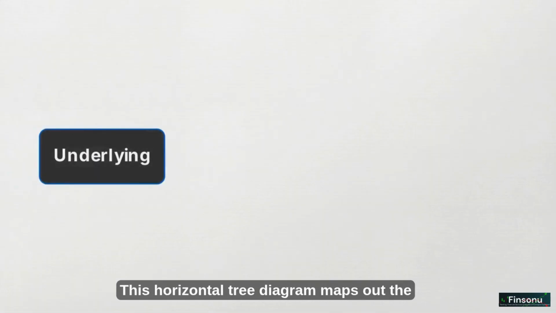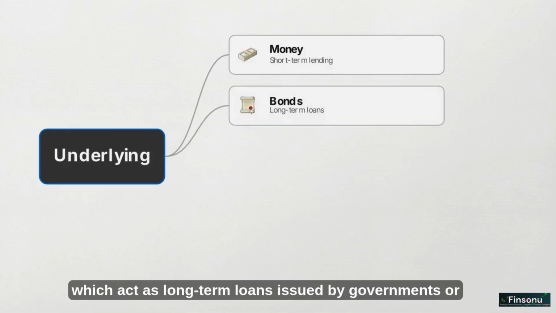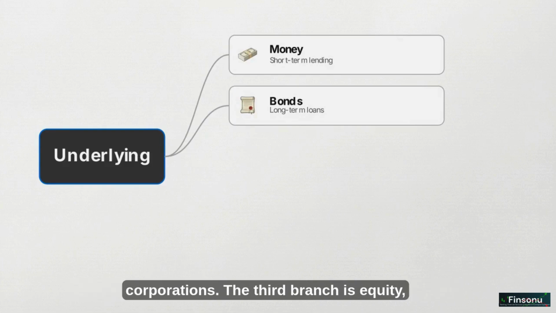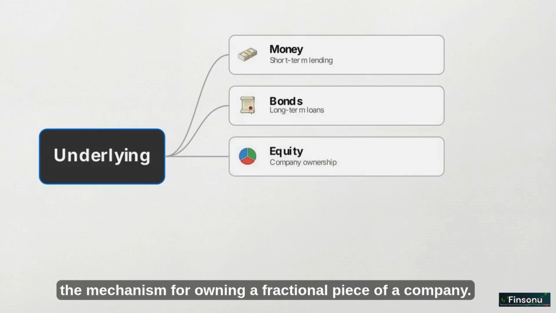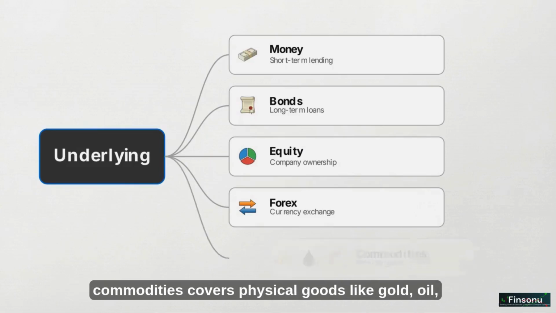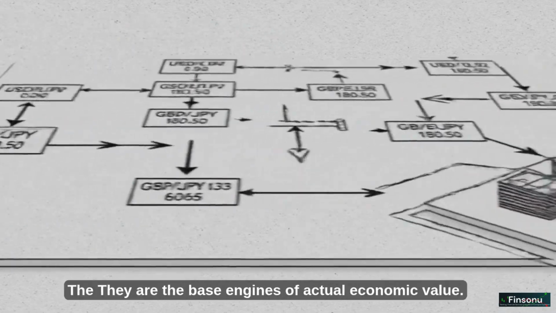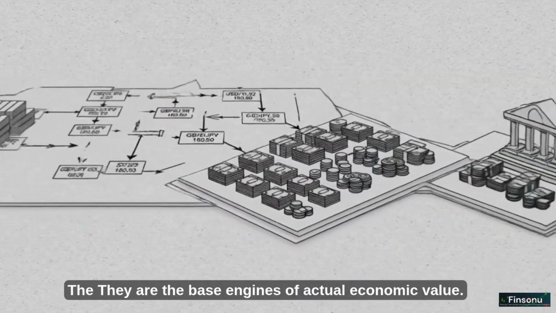This horizontal tree diagram maps out the underlying category, showing the 5 specific ways money moves through the global economy. First, we have money, which facilitates short-term lending. Next are bonds, which act as long-term loans issued by governments or corporations. The third branch is equity, the mechanism for owning a fractional piece of a company. The fourth is forex, where different national currencies are traded. Finally, commodities covers physical goods like gold, oil, or wheat. These 5 categories provide the raw materials for the financial system. They are the base engines of actual economic value.